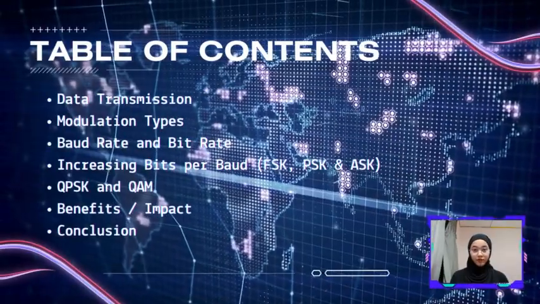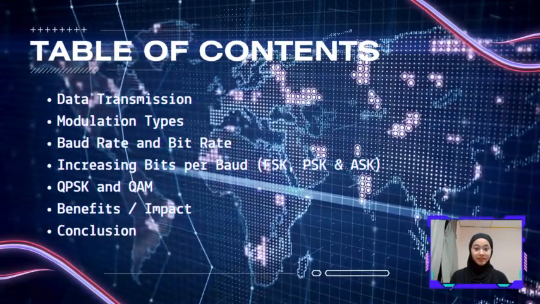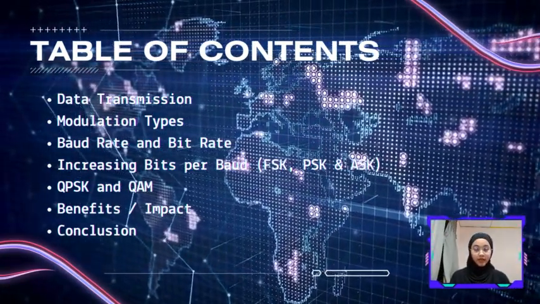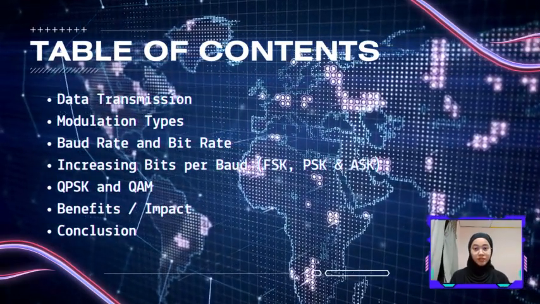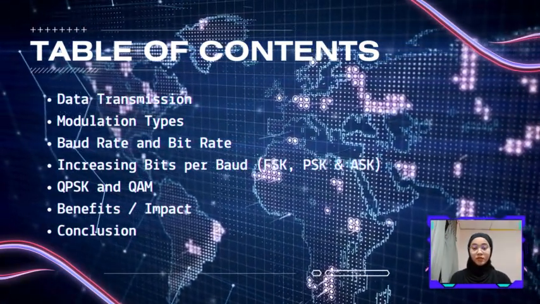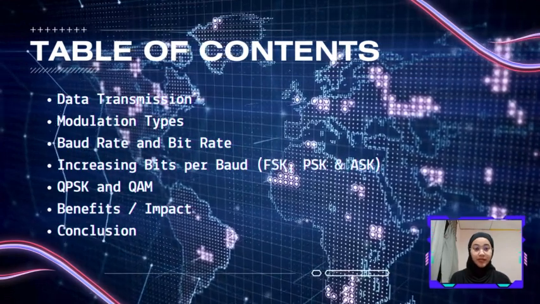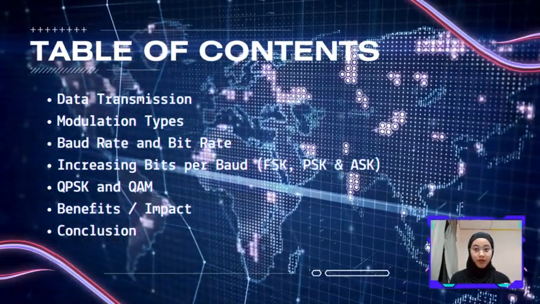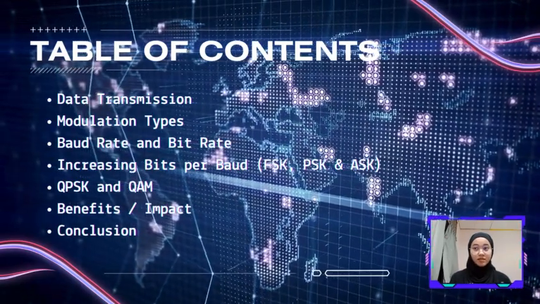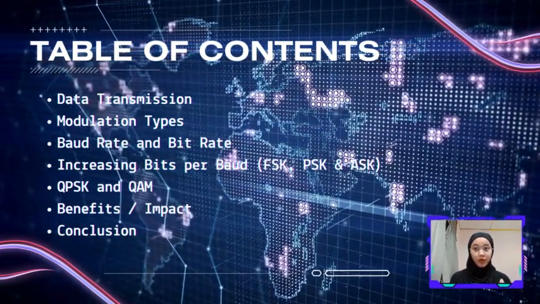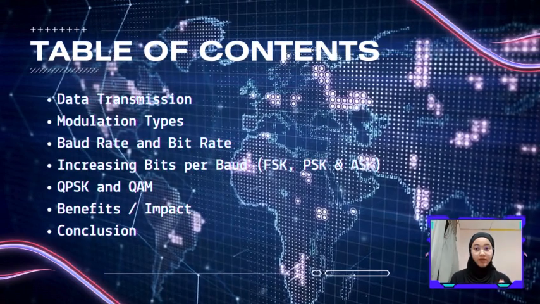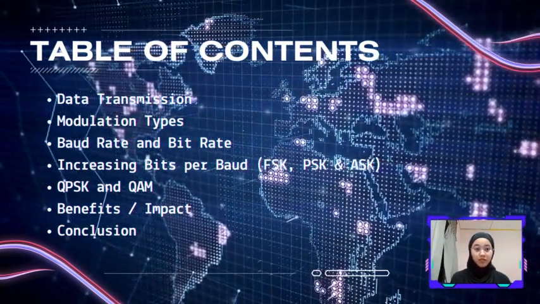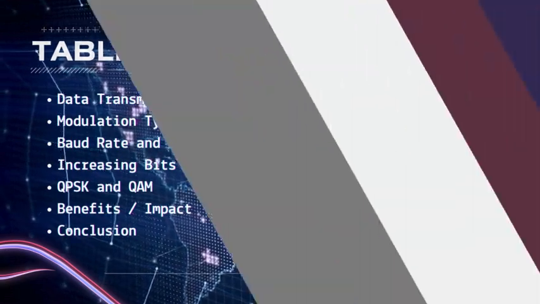To complete Mission 4, first we have to understand these three topics, which are amplitude modulation, angle modulation and radio digital modulation. So, in this video, we will explain data transmission, modulation types, baud rate and bit rate, increasing bit per baud, QPSK and QAM, and the last one is the benefit in the communication fields that are related to all of these topics that have been explained.